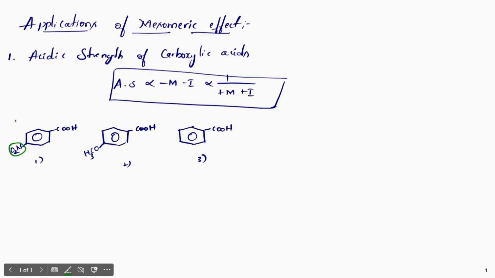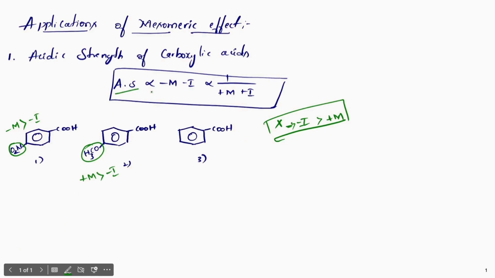Here NO2 shows minus M effect, minus I effect. When the group shows minus M effect and minus I effect, minus M takes the preference over minus I effect. Here OCH3 shows plus M effect, minus I effect. In this case, plus M takes the preference over minus I. Only in the case of halogens, minus I takes the preference over plus M effect. So here in the third case, it is only a simple benzoic acid.